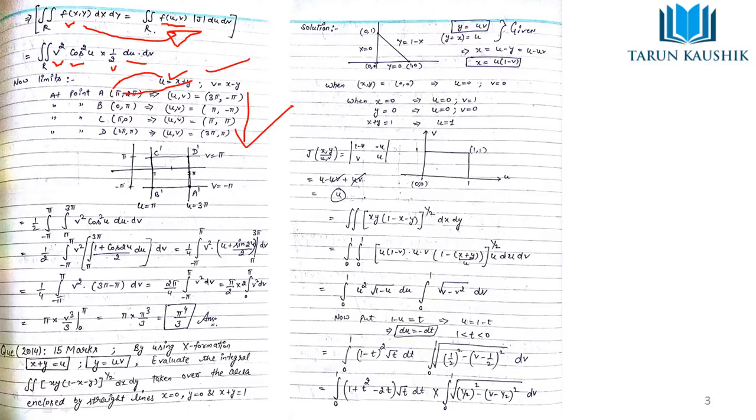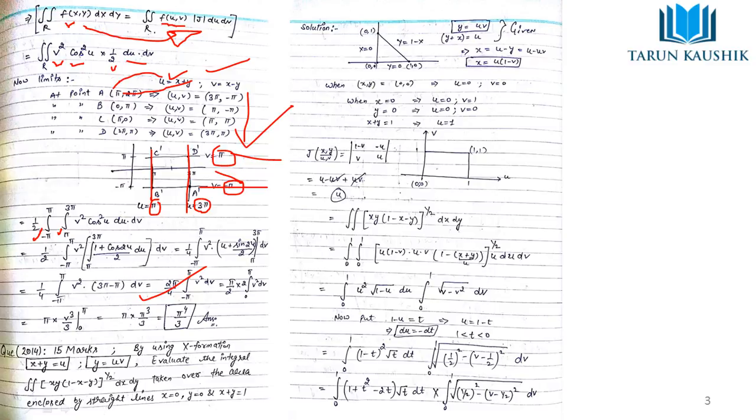When you get that, just draw this diagram. You get u varying from this line to this line, and v from this line to this line. So v is varying from minus pi to pi, and u is varying from pi to 3 pi. So this is the limits of v, and this is the limits of u. So just do the simple integration. You can see here, just integrate it and get your answer.